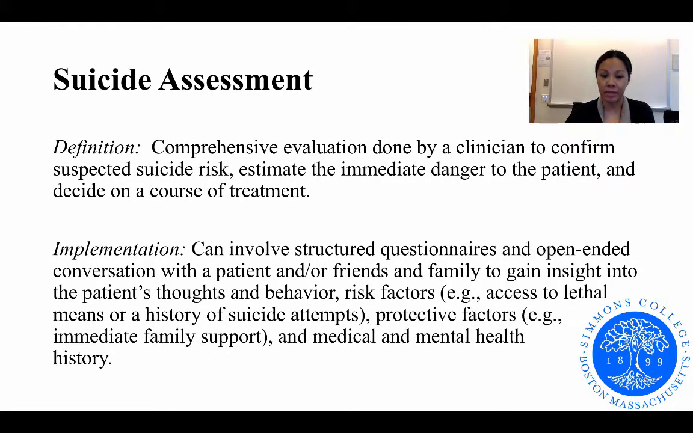So, suicide assessment, what is it and how do you do it? By definition, a suicide assessment is a comprehensive evaluation done by a clinician to confirm suspected suicide risk, estimate the immediate danger to the patient, and decide on a course of treatment. How do you do it? Basically, the implementation of a suicide assessment can involve structured questionnaires and open-ended conversation with the patient and/or friends and family to gain insight into the patient's thoughts and behavior, risk factors like access to lethal means or a history of suicide attempts, as well as looking at protective factors like immediate family support, in addition to medical and mental health history.